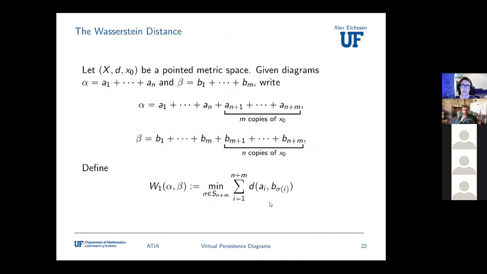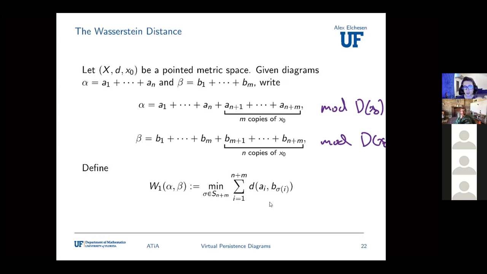So diagrams on X, relative to this base point, are just formal sums of points, but technically they're quotients, or they're cosets, right? So if I have alpha and beta of length n and m, I can pad these out by m copies of x naught to alpha and n copies of x naught to beta. So basically I'm just saying this is true mod D of x naught. Okay.